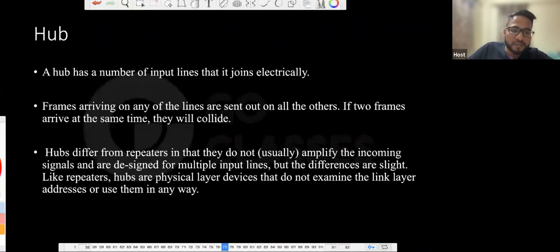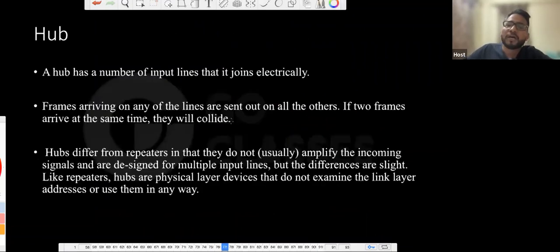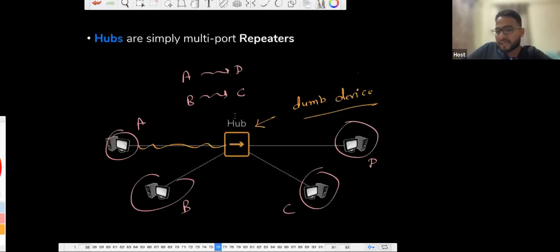Now let me read the last point. Hubs differ from repeaters in that they do not usually amplify the incoming signals. So basically, there is no very strict definition of the difference between hubs and repeaters. This is the definition that I have copied from Crows, but they are again saying that they do not usually amplify the signal, they may amplify, may not amplify. Basically, it is just a multi-port repeater, which means it acts just like a repeater, it can amplify the signal also, and it also has more ports. That's why I'm calling it a multi-port repeater.